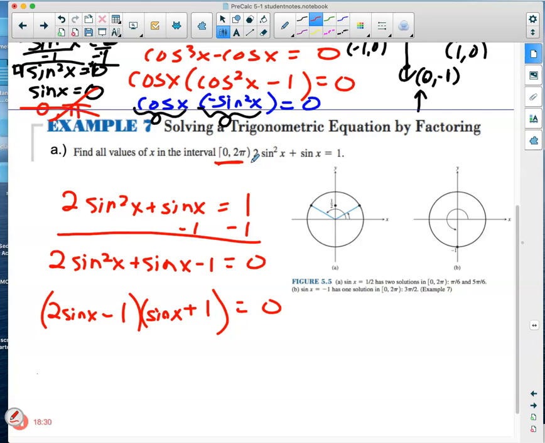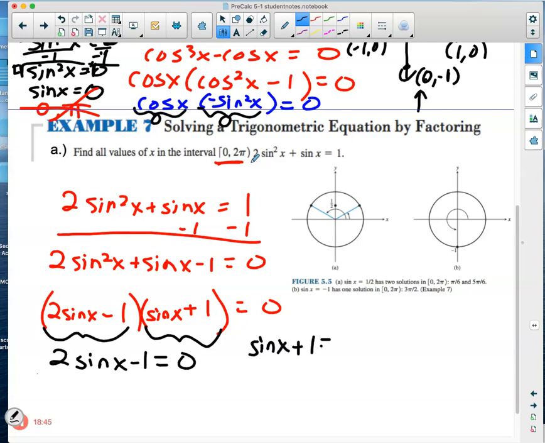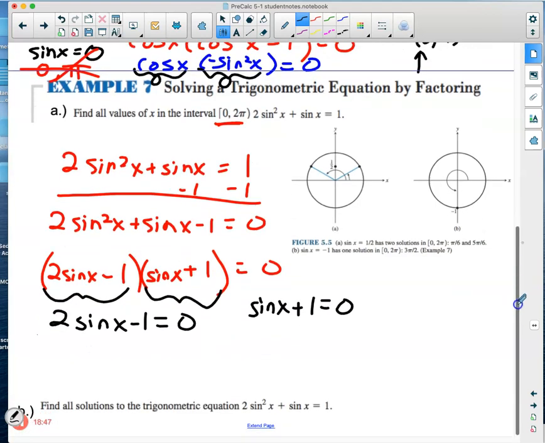So now I see the 2 factors here that would give me my zeros. This one and this one. So the 2 sine of x minus 1 equaling 0 by the zero product property would make this work. And the sine of x plus 1 equaling 0 by the zero product property would also make this work. So let's go after the first one. We'd add a 1 to both sides and divide by 2.